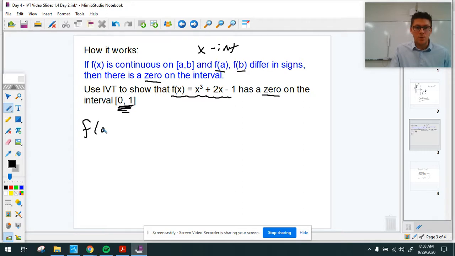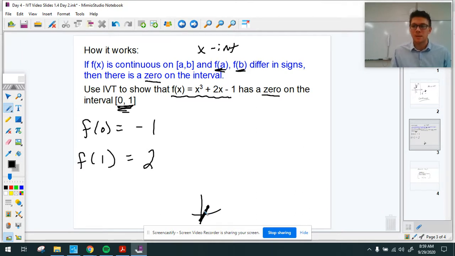So what we do is we find f of 0. Plug it in, see what you get: negative 1. Then we also find f of 1, f of a, f of b. Plug it in: 1 plus 2 is 3, minus 1. We are at 2. So think about this graphically for a second. 0 is down at negative 1, and 1 is up at 2. Doesn't that prove that at some point it passes through and has an x-intercept?